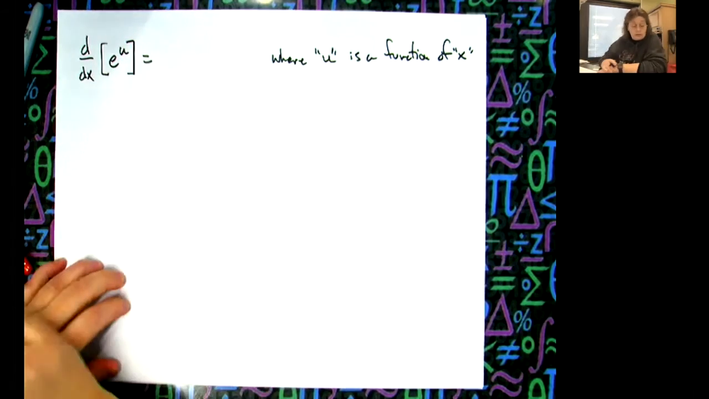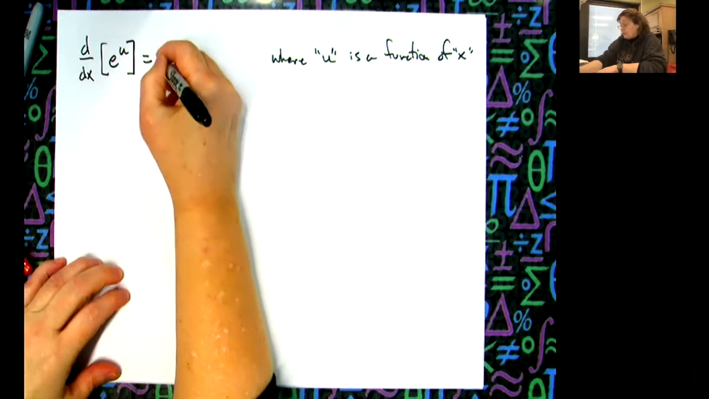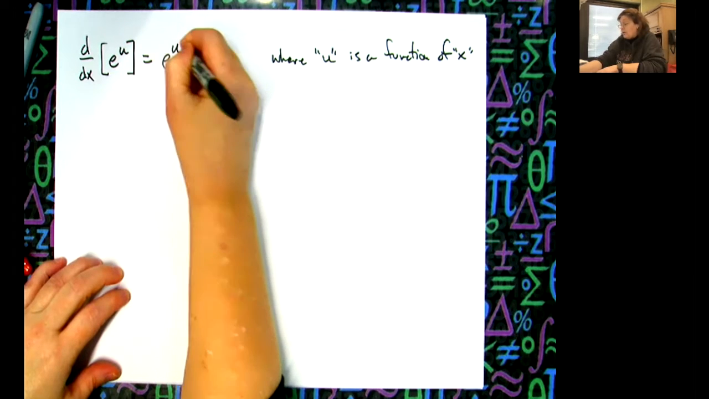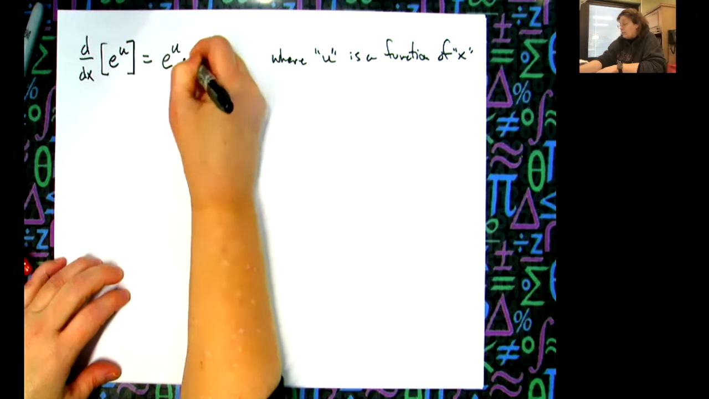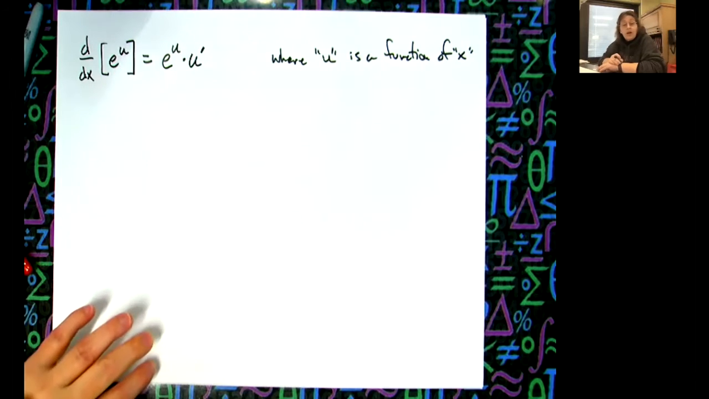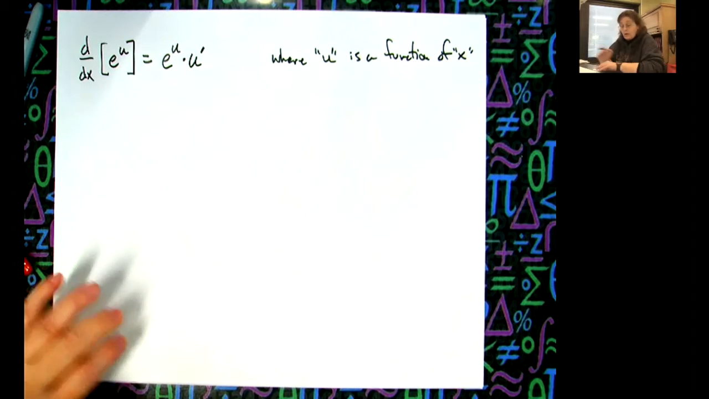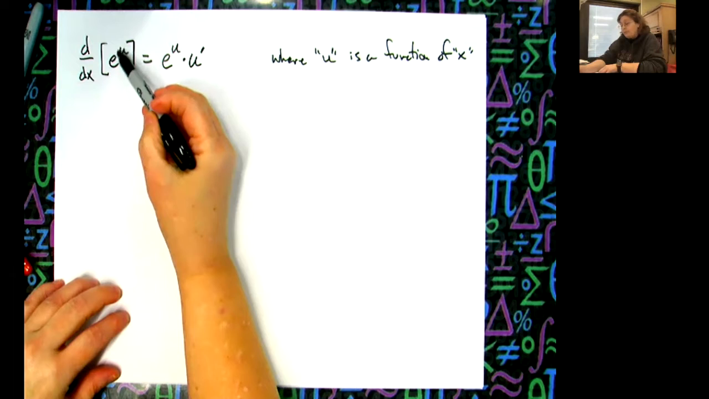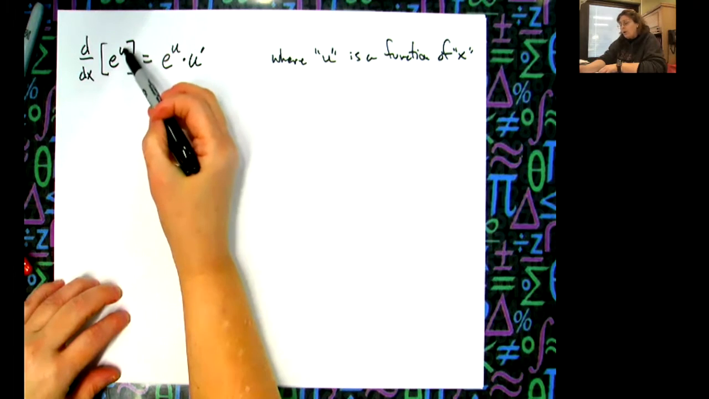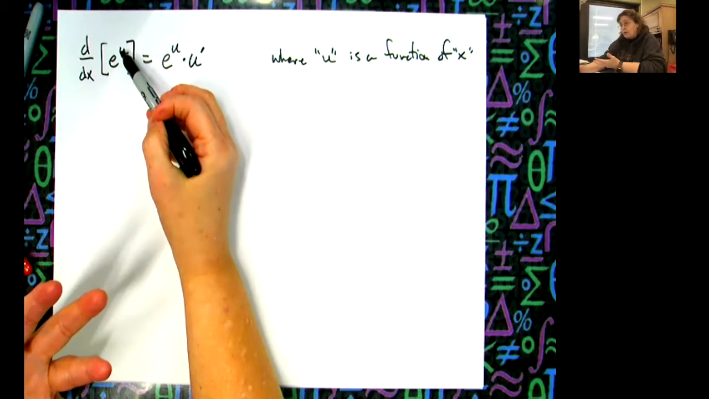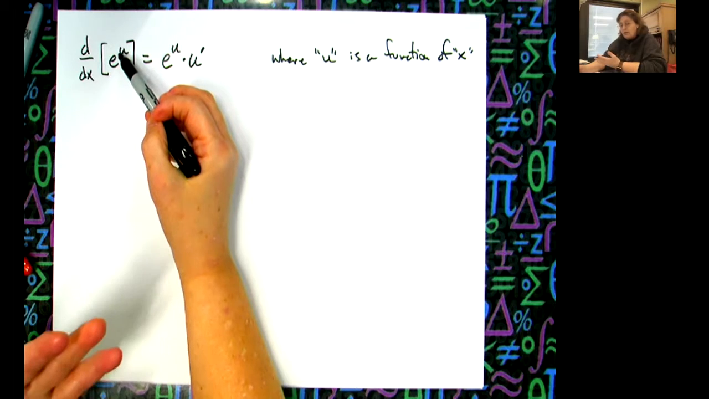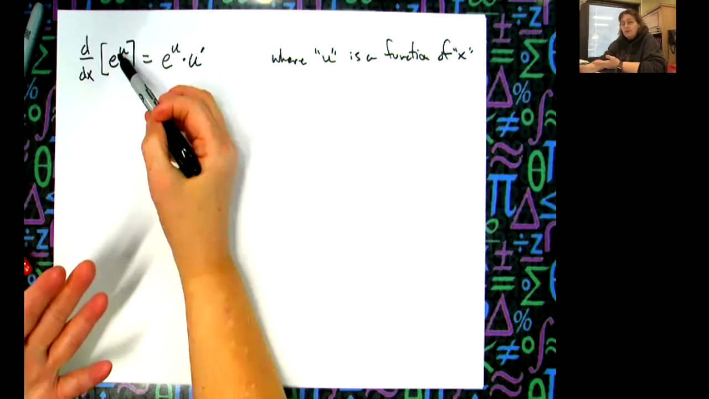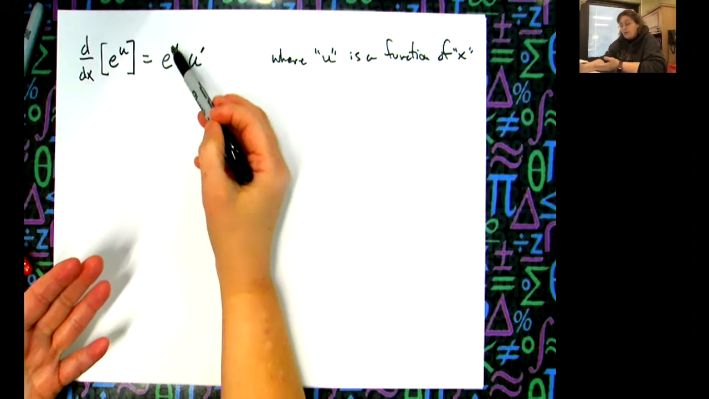This is going to integrate to e to the u times u prime. So we're going to have a chain rule in here. Because if this right here was a 2x plus 3, I'd have an outside function, I'd have an inside function, I'd have a composite function. So that's why I have to have a chain rule. So e to the u, u prime.